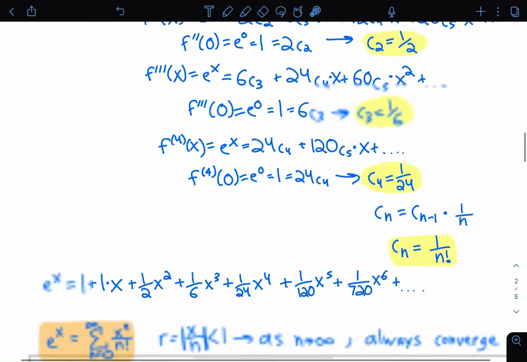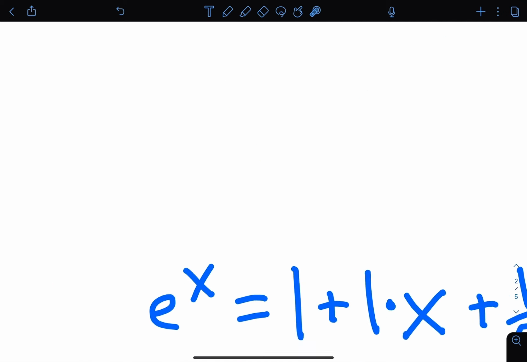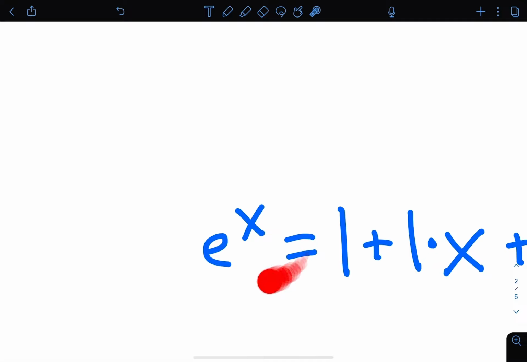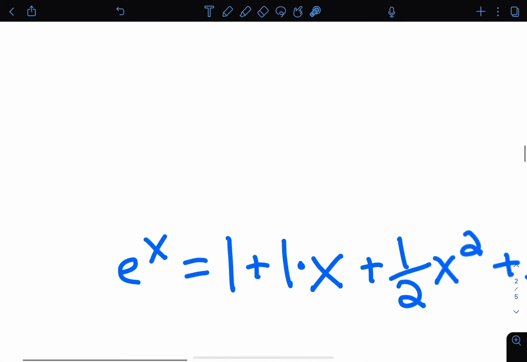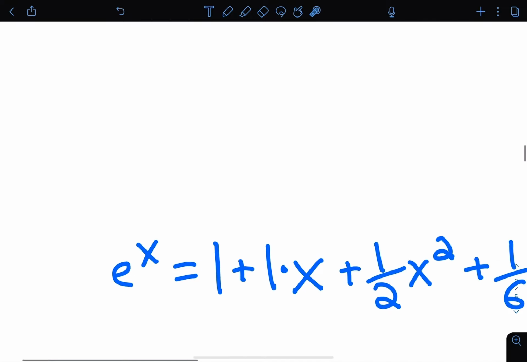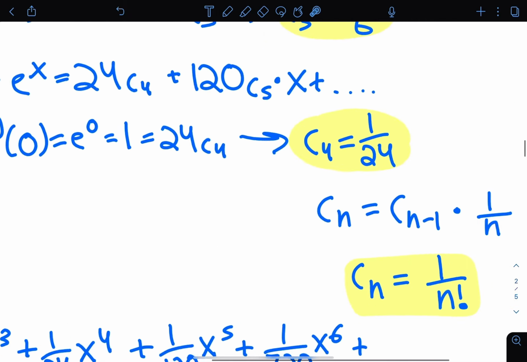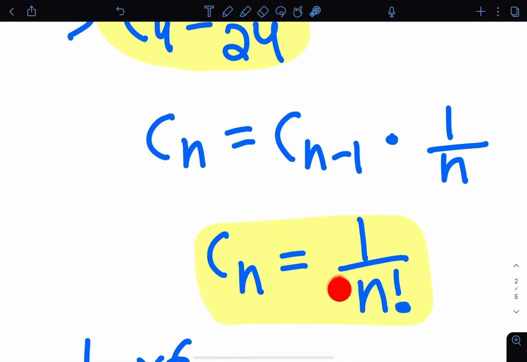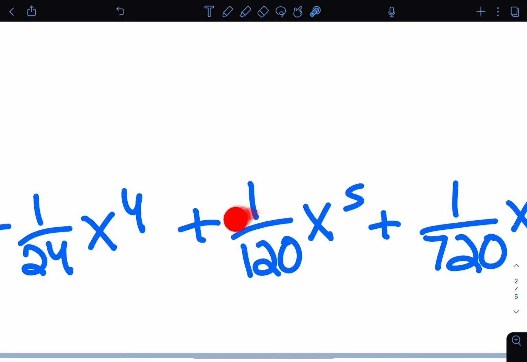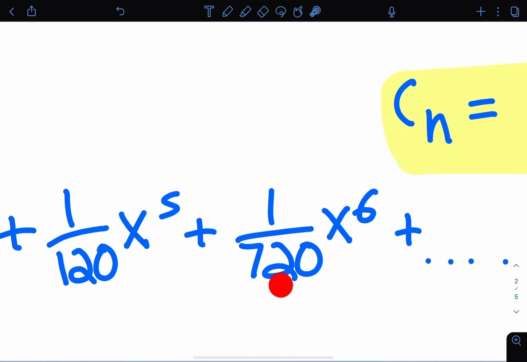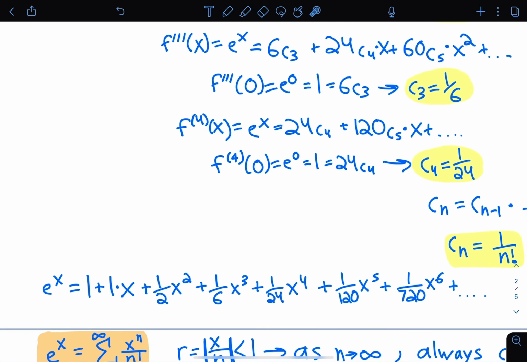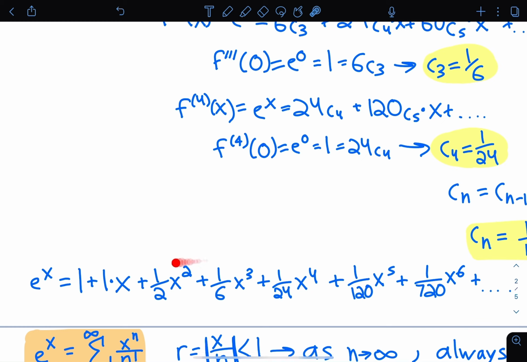Okay, so let's bring all of this back. All of this was to try to come up with a series to represent e to the x, right? And so my c sub 0 was 1, my c sub 1 was 1, my c sub 2 was 1/2, c sub 3 was 1/6, c sub 4 was 1 over 24, and the general pattern is that c sub n is 1 over n factorial. So that means my c sub 5 would be 1 over 120, because that's 5 factorial. 6 factorial would be 720, etc., etc. And now we have an infinite series that represents e to the x.